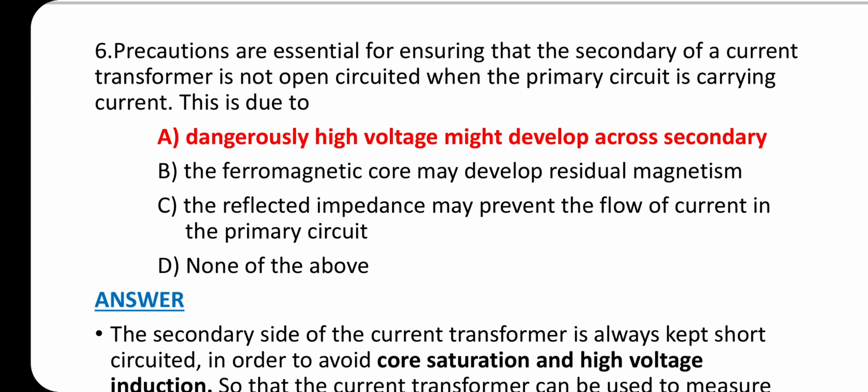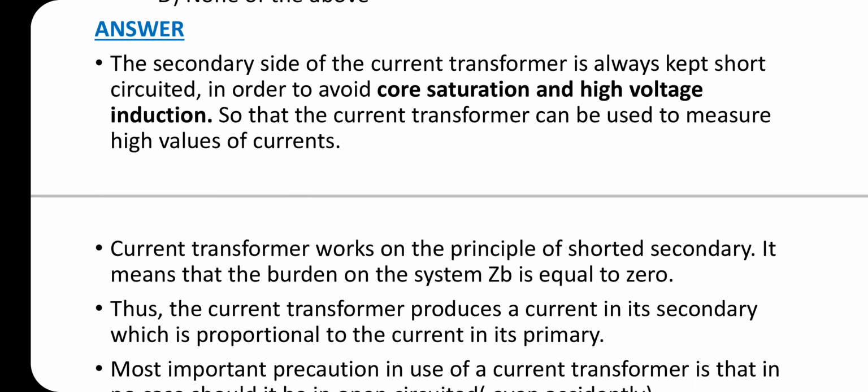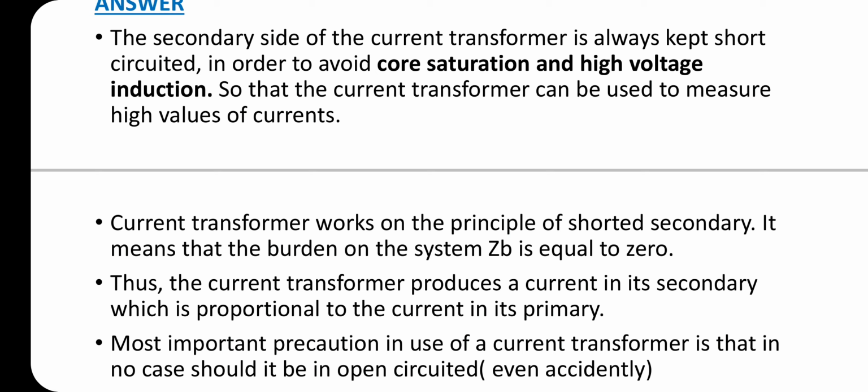Question 6. Precautions are essential for ensuring that the secondary of a current transformer is not open circuited when the primary circuit is carrying current. This is due to, answer is option A, dangerously high voltage might develop across secondary. The secondary side of a current transformer is always kept short circuited in order to avoid core saturation and high voltage induction, so that the current transformer can be used to measure high values of currents.